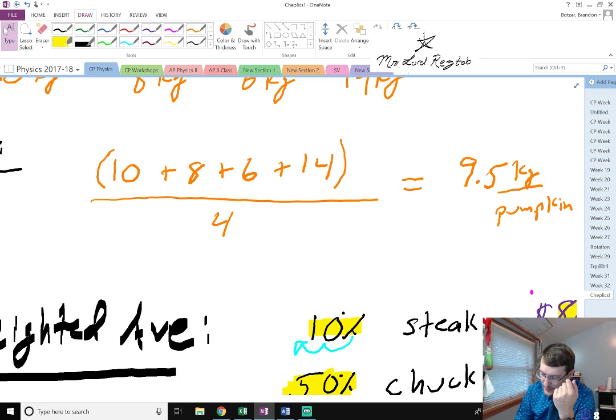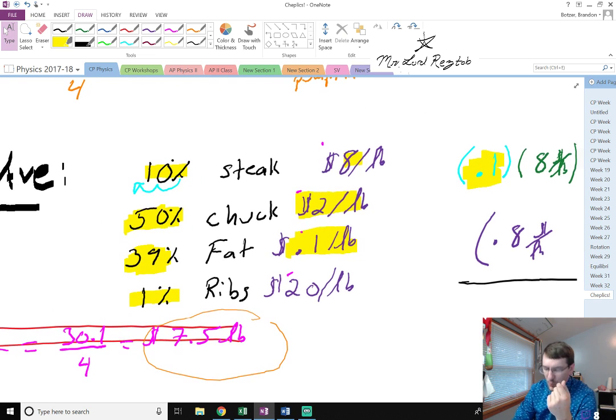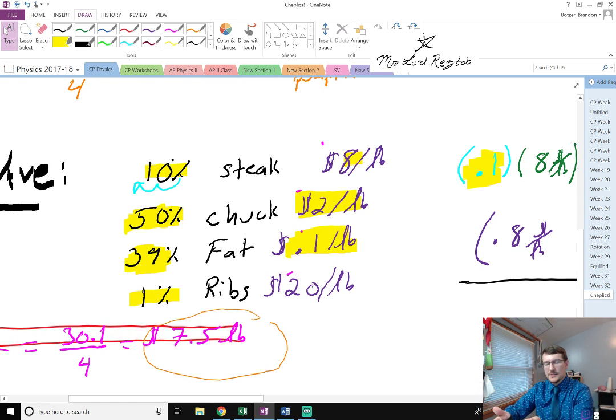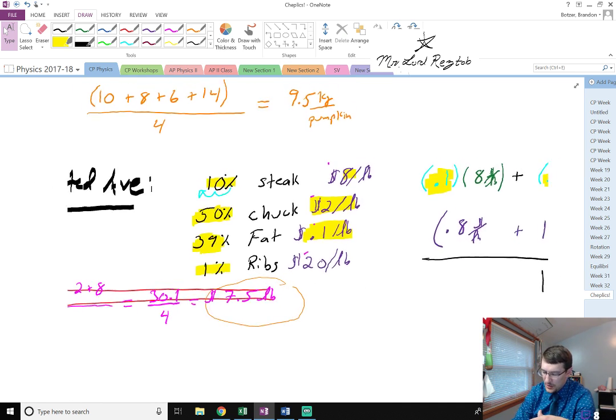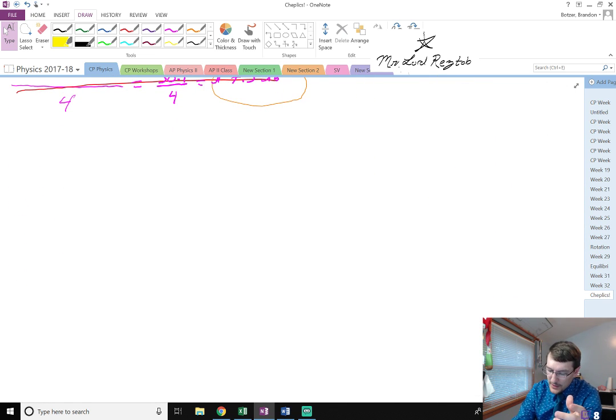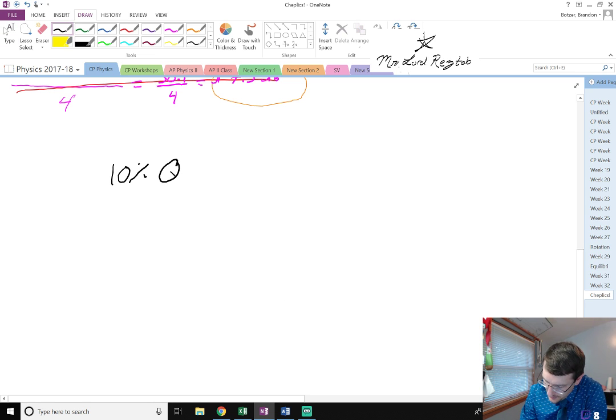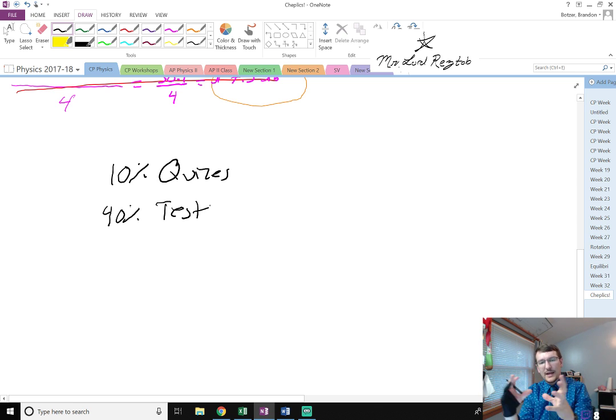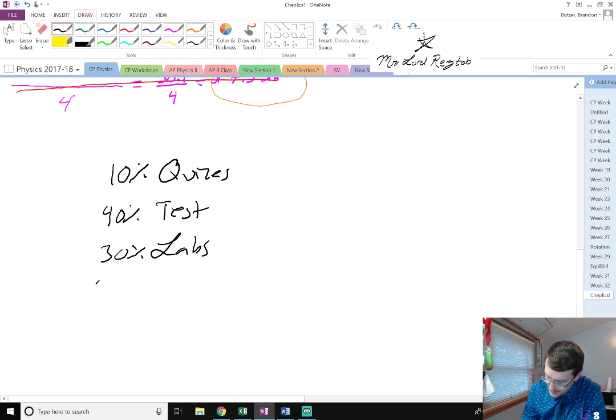What you're doing with a weighted average is you're saying, look, I have a quantity that's broken up into different pieces. For the cow or the pig, we've got steak, chuck, fat, ribs. A common way teachers weight their grades is to say 10% of your grade is quizzes, and 40% of your grade is a test. So your grade is the whole thing, but within it, it's built up of different things. Maybe 30% of your grade is labs, and then 20% is homework. So that's the idea of a weight.